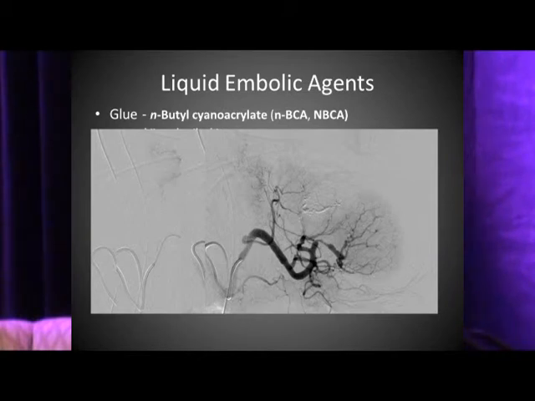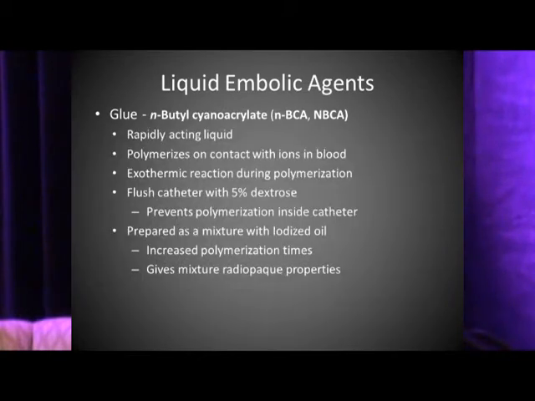Remember that whenever we use glue, you have to flush the catheter with dextrose. Once the glue is inside the catheter, putting dextrose in the catheter prevents the glue from polymerizing in the catheter itself. It's usually mixed with iodized oil. It increases the polymerization time, meaning that it takes longer for it to solidify once it gets into the bloodstream. The iodized oil also gives it its radio-opaque properties.